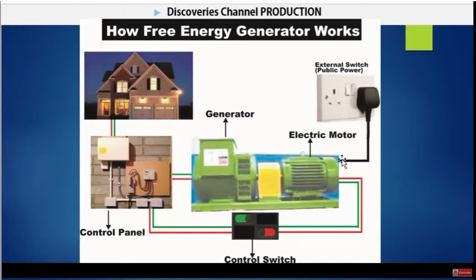When the power enters, the electric motor will rotate at a very high speed, and the electric motor will help this generator to generate light. As the generator rotates at high speed, it will send its voltage, its current, to this control panel. The control panel will send its light to the house, and then send some to the control switch. At this stage, the control switch is in the off position.